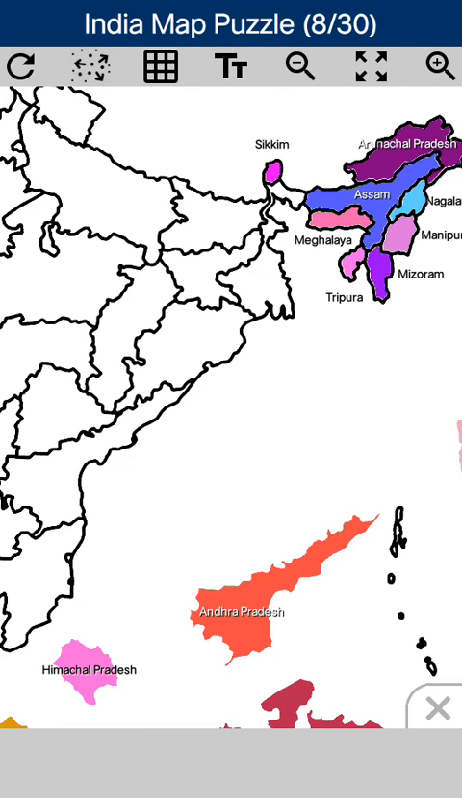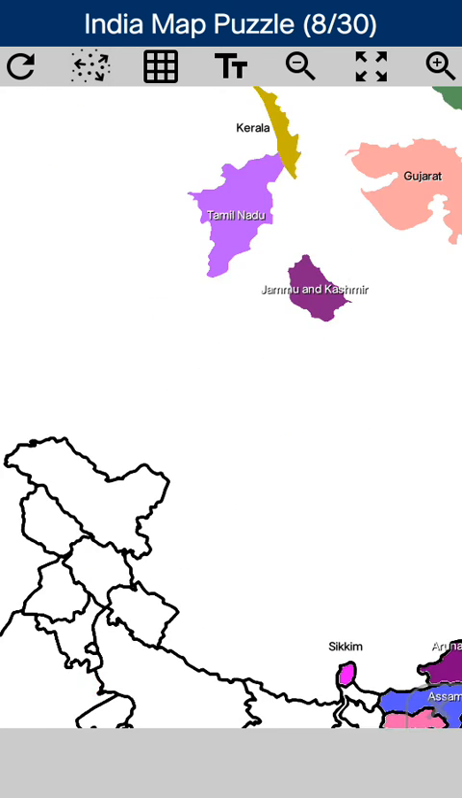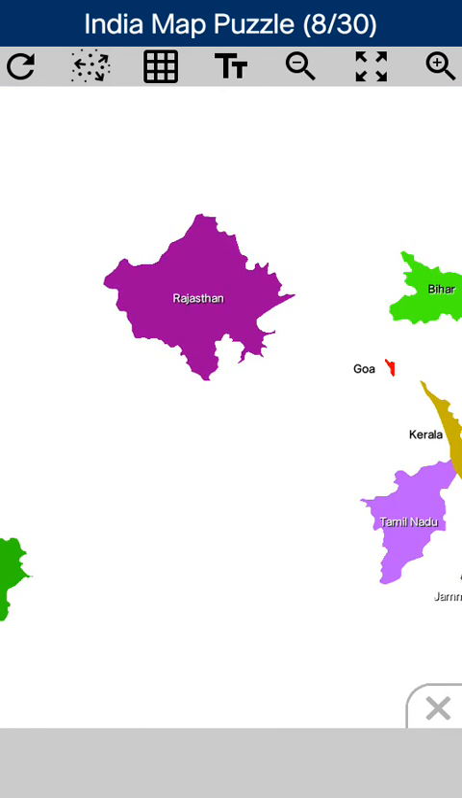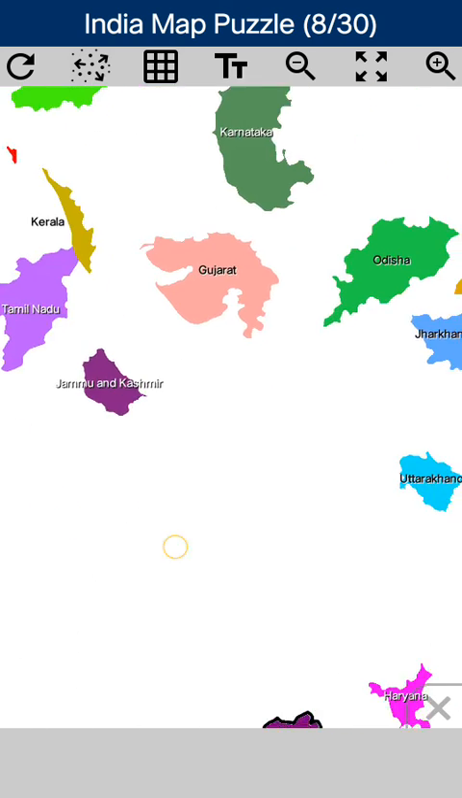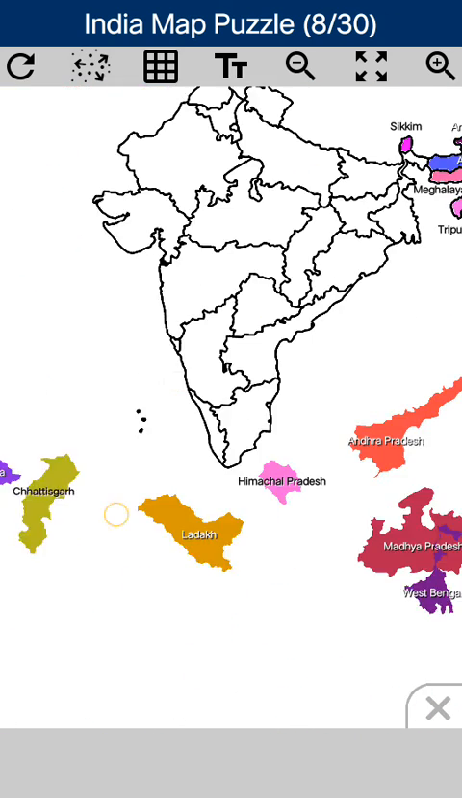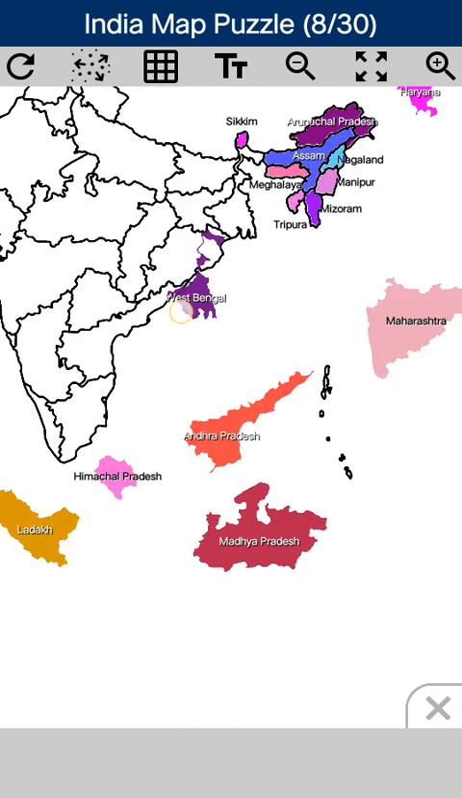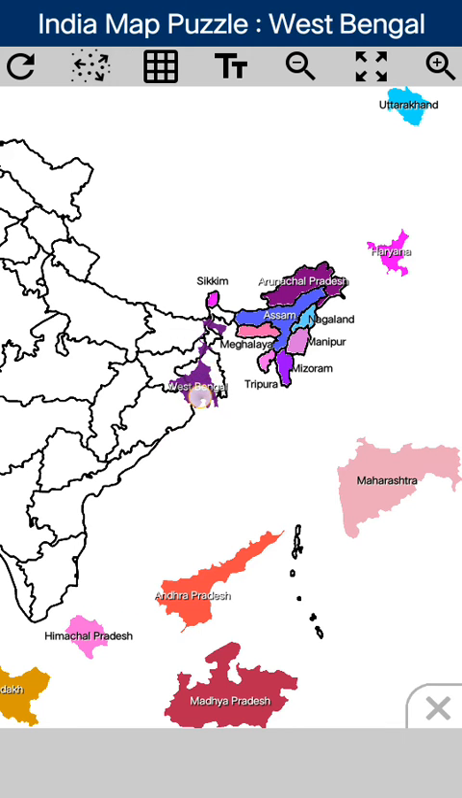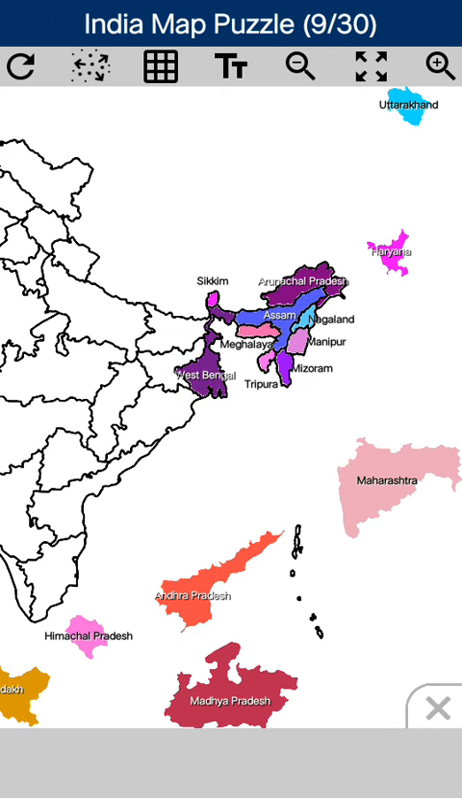East Southern states have been done. How? I'll tell you how. Just find out vote. Vote means W-O-A-T. Yes, you all are right. And that is your West Bengal. We'll put it here, West Bengal. And he came. Alright, West Bengal. W-O-A-T. Vote. W, West Bengal completed.